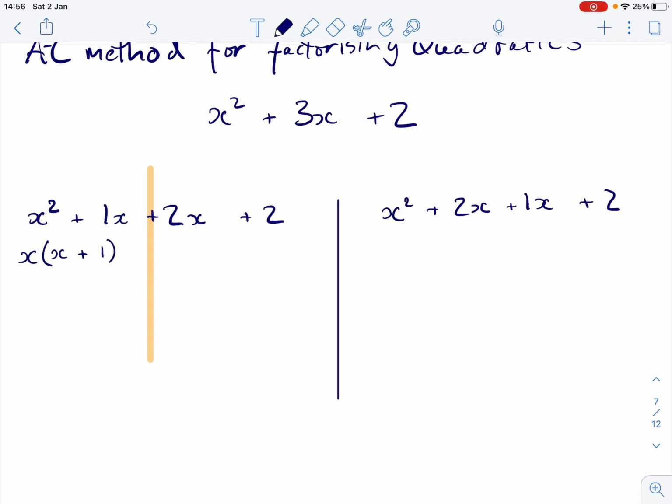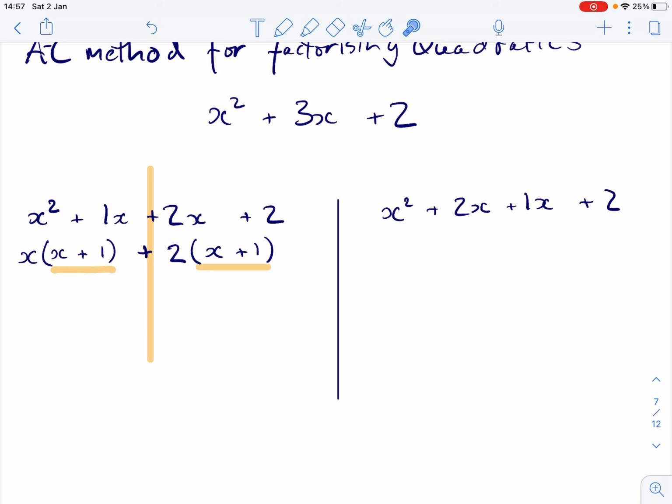On the right-hand side, I've got a common factor of 2, and this again will actually go to 2 times x plus 1. Now this is important, because my bracket on each side needs to be the same. And it should always be. Going down the other route, we'd actually have a slightly different bracket, but we'll see that shortly.